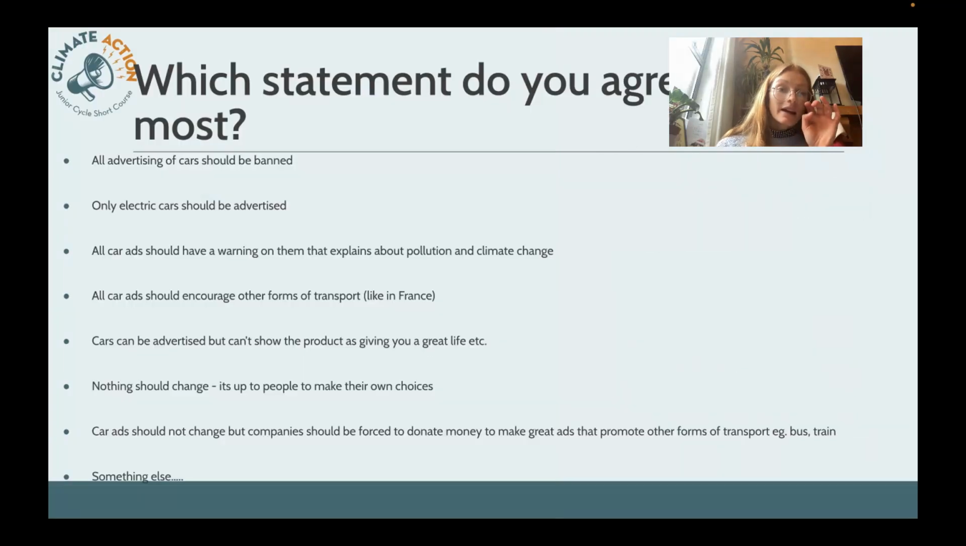And then this is a kind of debate activity where students choose one of these statements about car advertising, and they then form groups based on the statement that they choose. So everyone who chose a particular statement forms a group, and then they just have a debate, and you can structure that debate in whatever way you want. It's not necessarily about winning, it's just getting students thinking about the different options for regulating, whether you should regulate at all, car advertising.